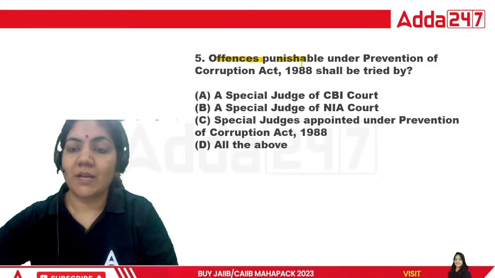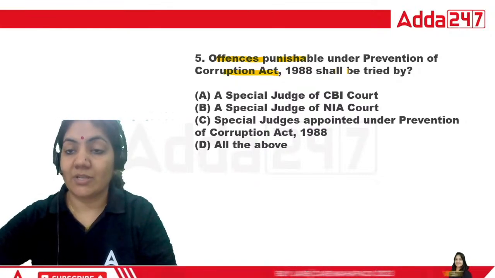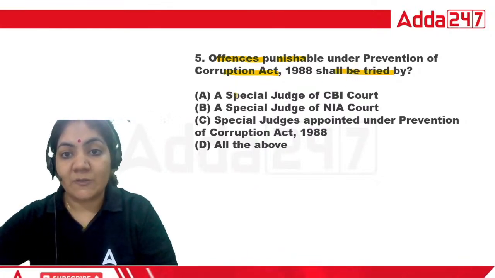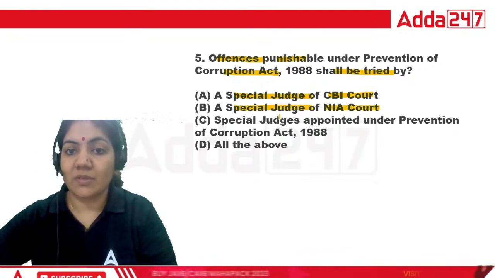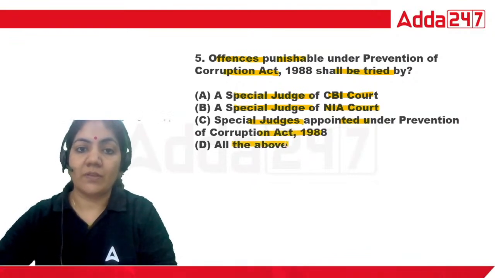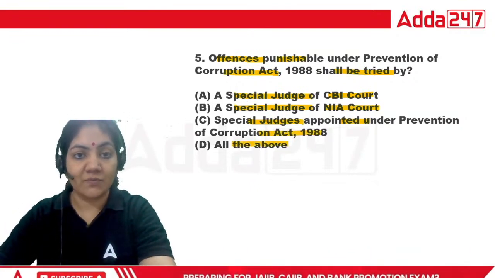Offence punishable under the Prevention of Corruption Act shall be tried by Special Judge of CBI Court, Special Judge of NI Court, Special Judge appointed under the Prevention of Corruption Act, and all of the above. So what is the right answer for the fifth question?